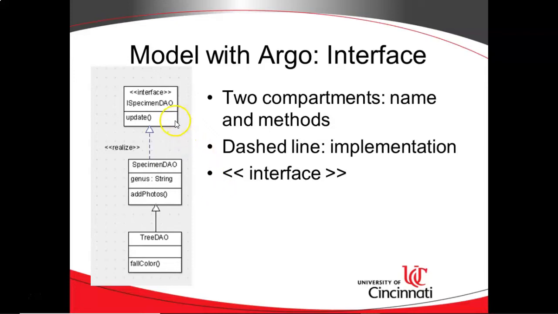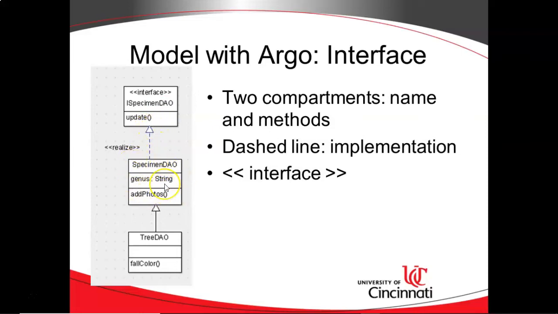Since an interface doesn't have state, it doesn't need attributes, so it only has two boxes in its model here. It has the name, iSpecimenDAO, and then a box for methods or actions that it can take. It will also have this indication of the interface up on top. Now, an interface can be implemented by a class, and when we have implementation, we'll typically have a dashed line with a triangular box on top.